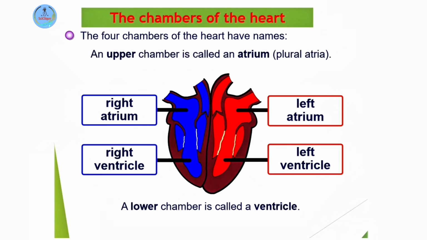Now the heart is divided into four chambers. Okay, so we have the upper chambers and the lower chambers. The upper chambers are known as the atria, plural. One is referred to as atrium. The lower chambers are known as the ventricles. Now, as you can see on each side of the heart, you're going to have one atrium and one ventricle as on the other side.